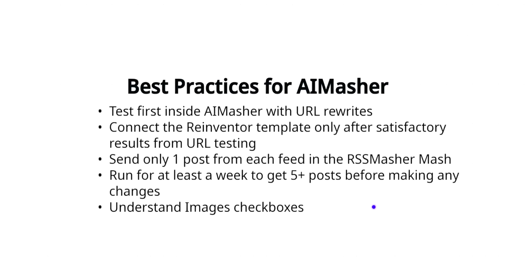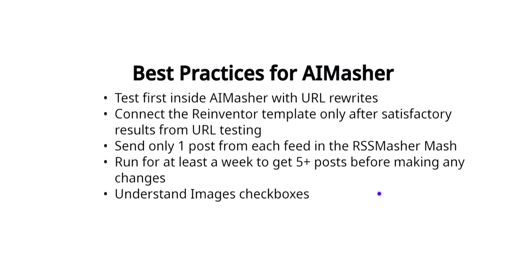So, best practices for AIMasher for the reinventor. We're going to talk about it in just a few minutes, but this is going to be available to you in your notes. Test first inside of AIMasher. Once you learn how to do your reinventor, you don't necessarily have to test it. But if you're going to do a URL scrape, this is the perfect way to do it. Build your reinventor template and put a URL from the website that you're pulling the feed from. Just put a blog post URL in there and let it rewrite it. That's the best way to test it right there.